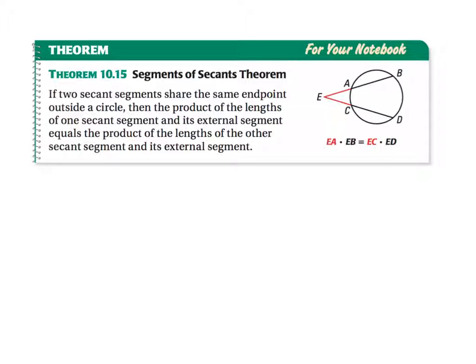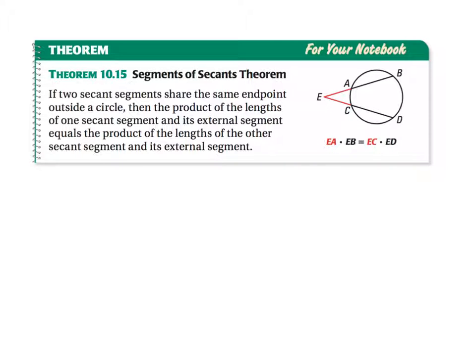And those new vocab words bring us to our next theorem, Theorem 10.15. It's called the segments of secants theorem. If two secant segments share the same endpoint outside a circle, so looking at the diagram, we have two secant segments sharing point E on the outside of the circle, then the product, which means to multiply, of the lengths of one secant segment and its external segment equals the product, again, which means to multiply, of the lengths of the other secant segment and its external segment.